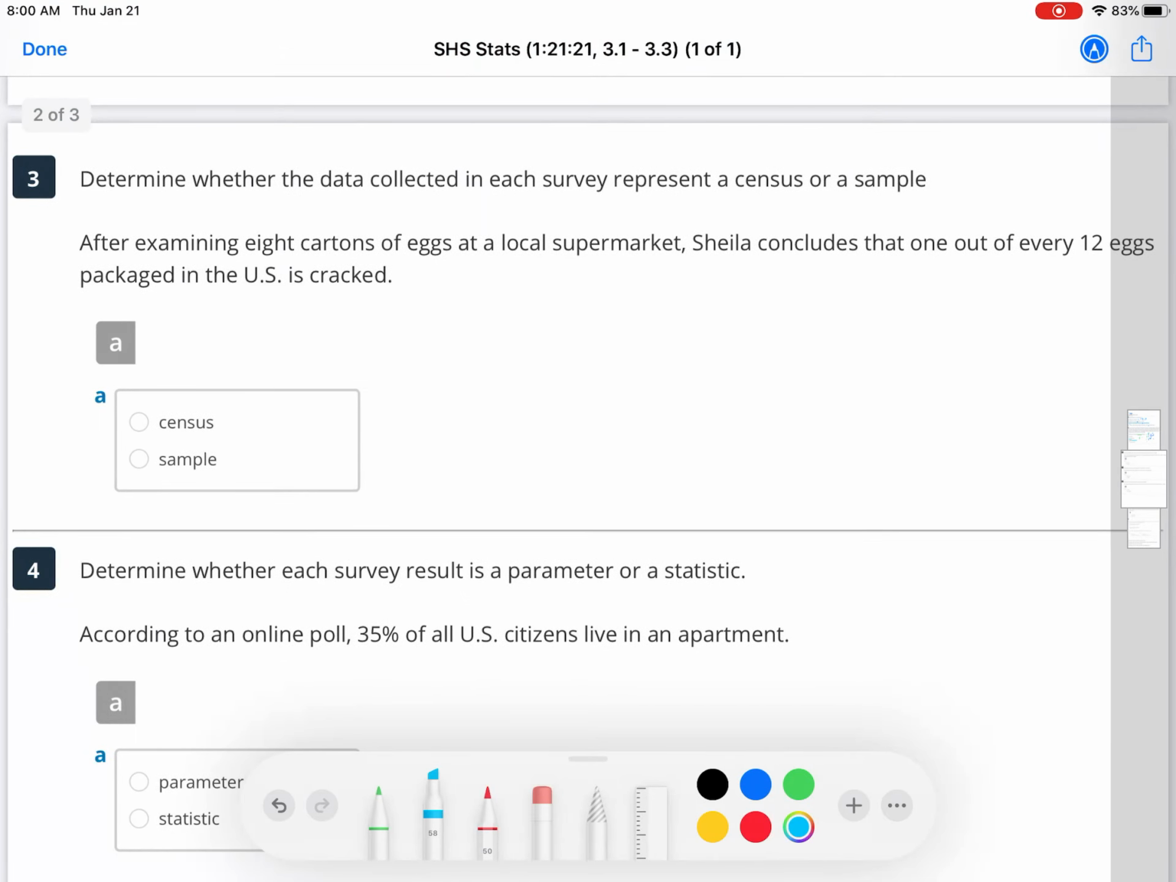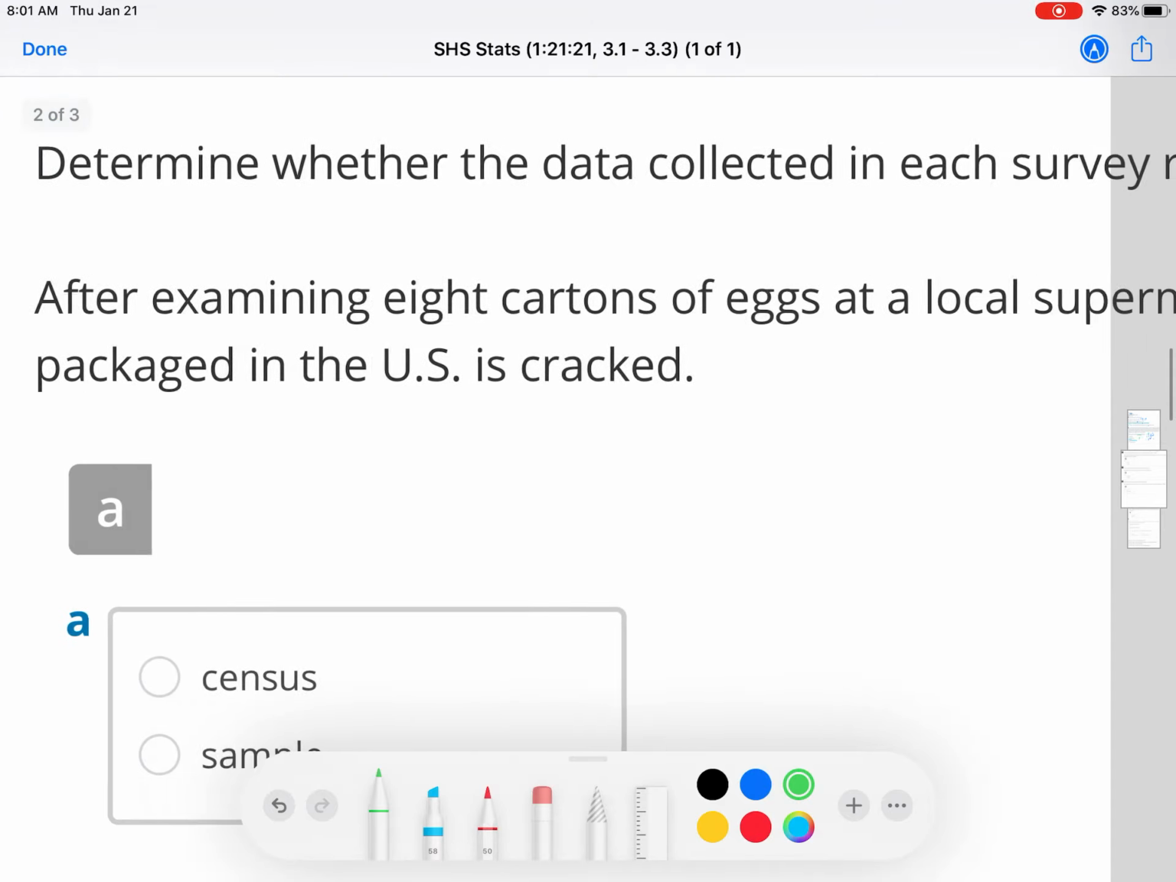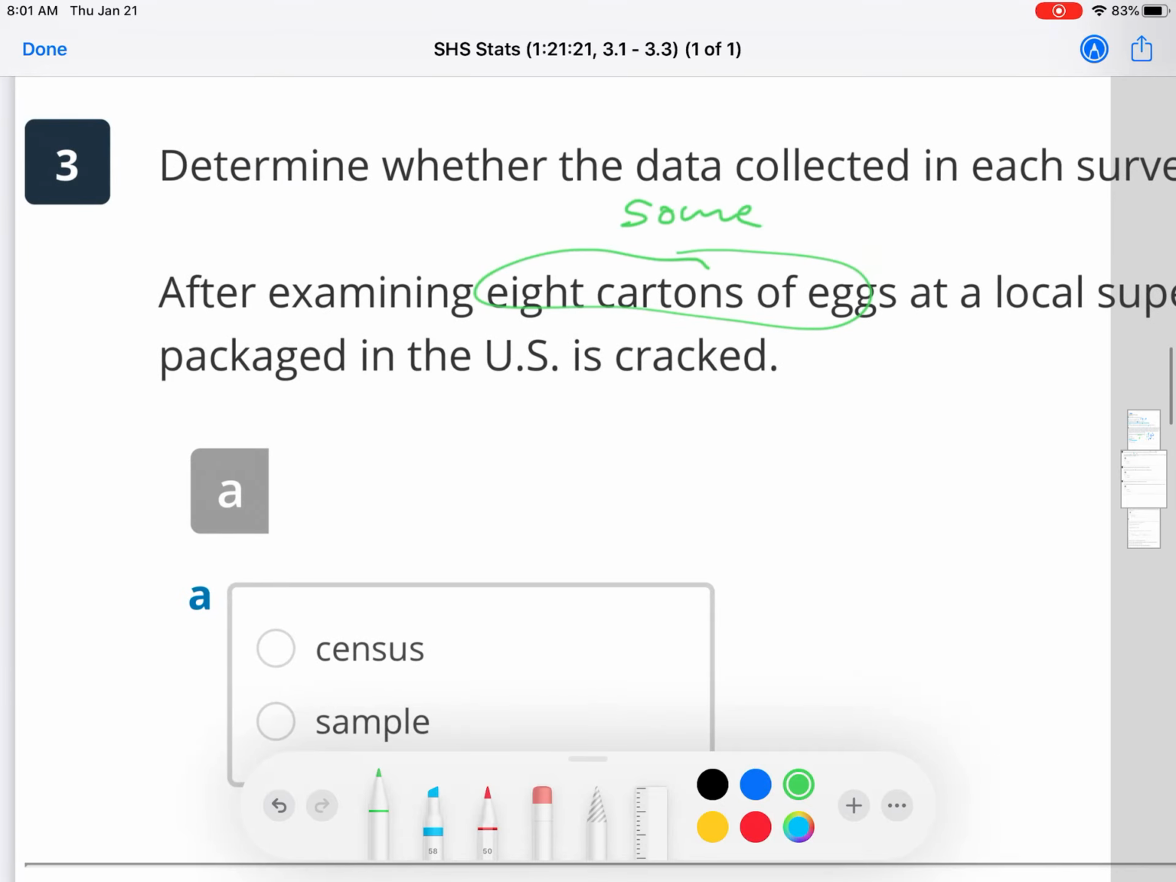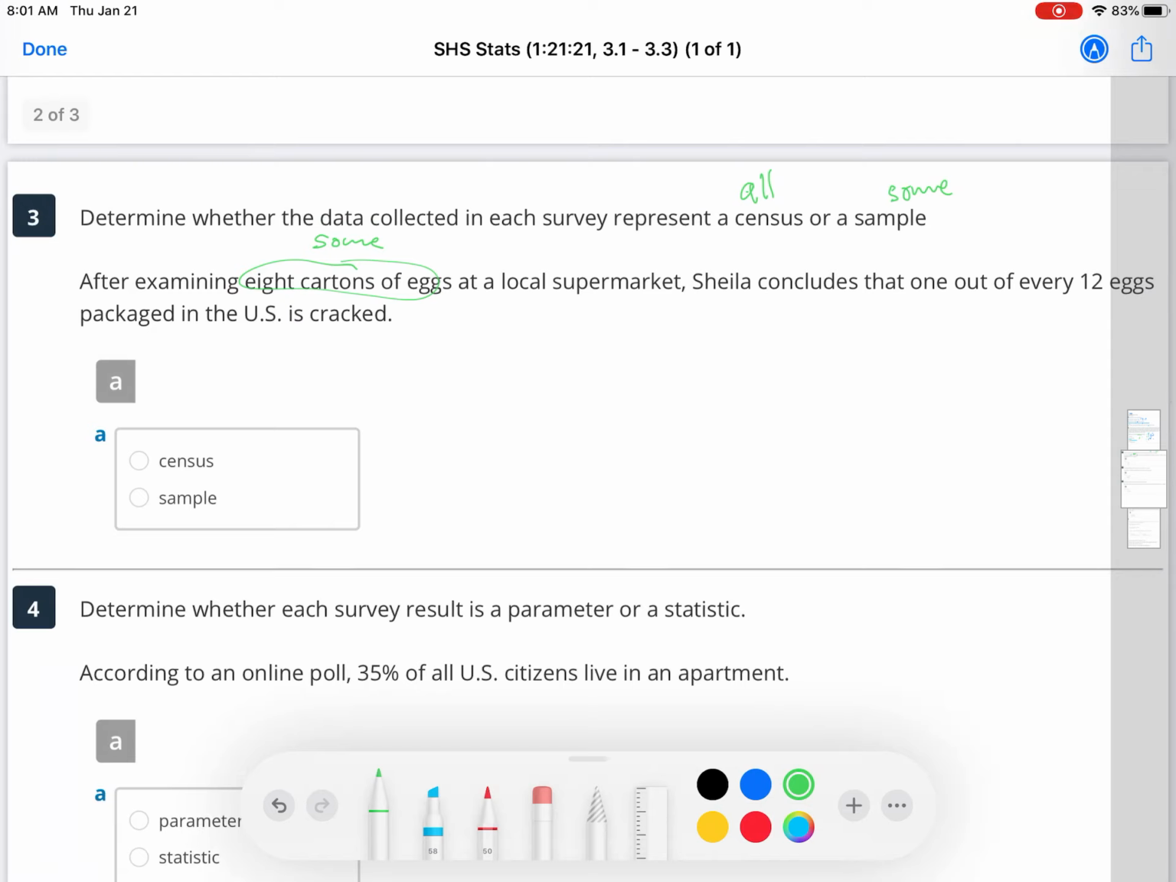Question number 3. Determine whether the data collected in each survey represents a census or a sample. The big idea here is that a census, like the US Census they do every 10 years, is everyone or all, and a sample is only some or a little. After examining 8 cartons of eggs at a local supermarket, is this all of them? No, this is just some of the eggs at the supermarket. Sheila concludes that 1 out of every 12 eggs packaged in the US is cracked. So now you're going from some to all. Some to all is a sample to the whole population. So that would be a sample.